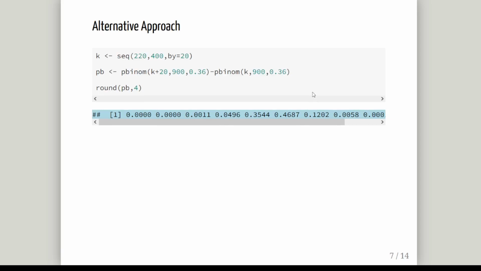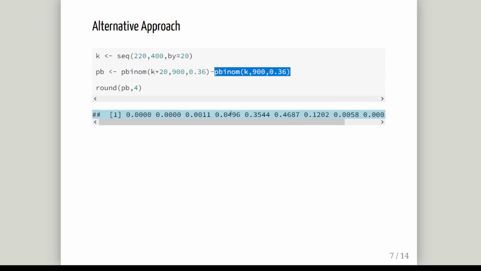Okay? Another approach again, we can go a sequence here of 220 to 240 and just work it out there. So this will start off at k, that will give us 220, 240, and so on. When we have k as 220, this will be 240 here. K plus 20 is 240. That cumulative distribution function of 240 minus the cumulative distribution function of 220, and it gives the same values as below. Okay. There's a lot going on there, and I recognize that, but it's well worth practicing all these different approaches to develop a feel for R programming like that.